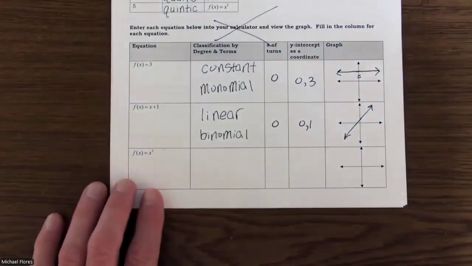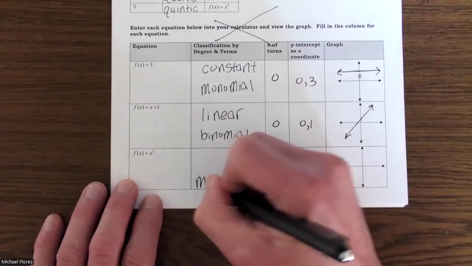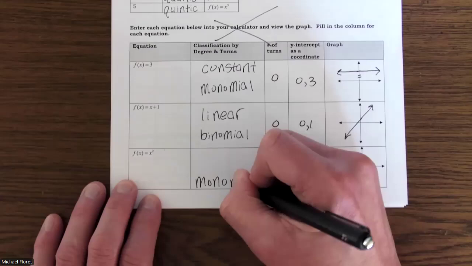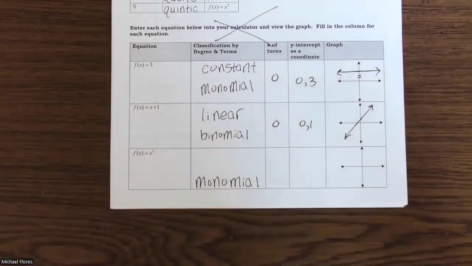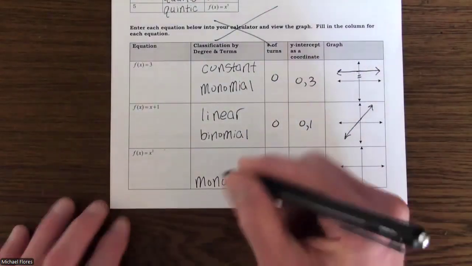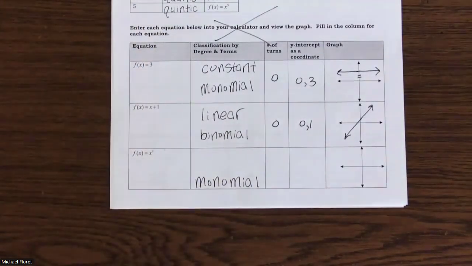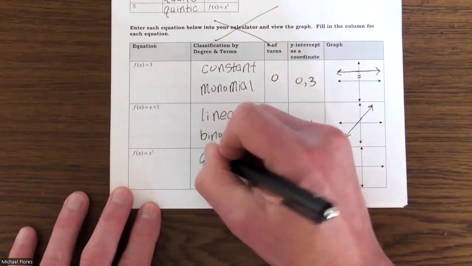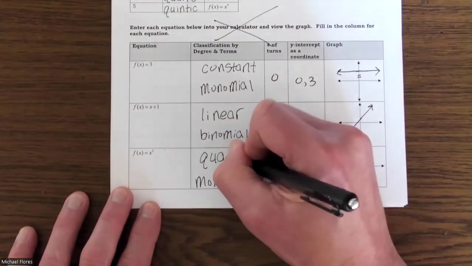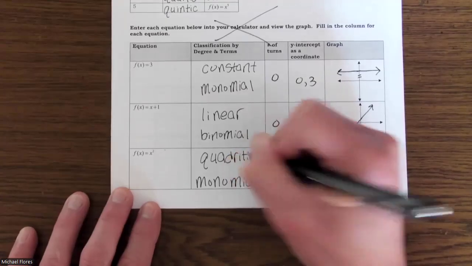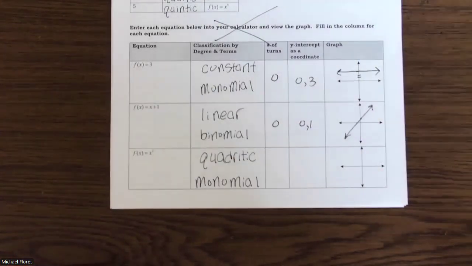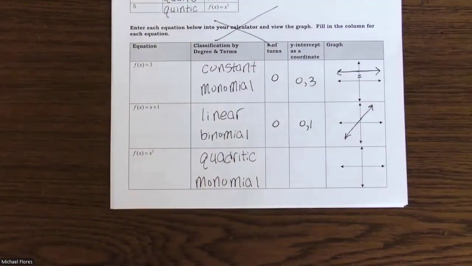Here we have a monomial. There's only one term. I see an x that's being squared. Therefore, it must be a second degree polynomial. And we call second degree polynomials quadratics. I misspelled that. Quadratic.